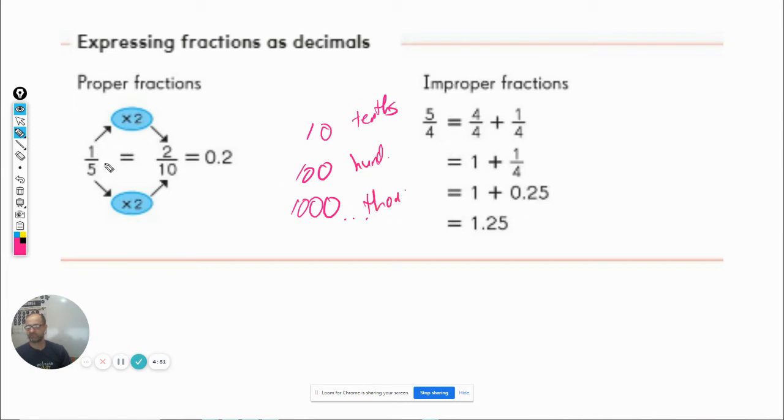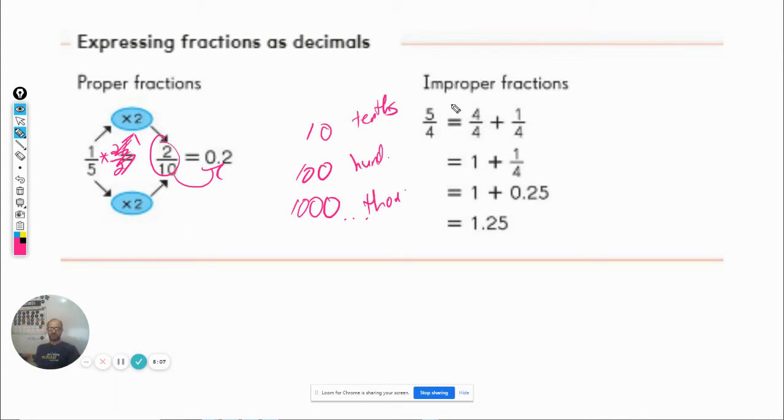Okay, so 1/5 times 2/2. Remember, you're really just multiplying by 2/2, which equals 1. That gives you 2/10, and lo and behold, 2/10 equals 2/10. Who'd have thunk it, right?